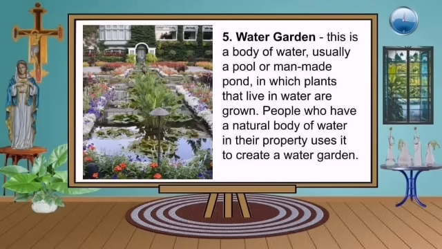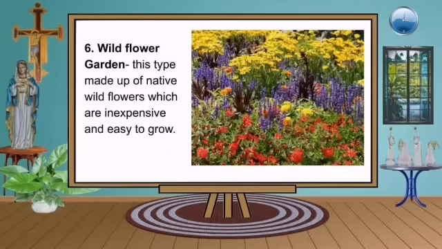How about water garden? This is a body of water, usually a pool or a man-made pond, in which plants that live in water are grown. People who have natural body of water in their property use it to create a water garden, while some have to build an artificial pond which can be expensive. A completed water garden also needs care and maintenance, especially when the water becomes muddy or cloudy and the plants need replacement. And lastly, we have wildflower garden.